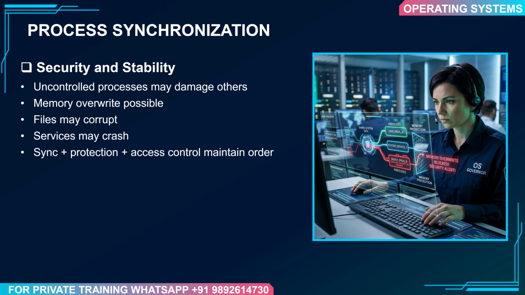There is also a security and stability angle. If processes freely interfere with one another, a buggy or malicious program could damage shared system data. One process could overwrite memory being used by another. Important files could become corrupted. System services might crash. The operating system uses synchronization along with memory protection and access control to maintain order. So, this topic connects closely with earlier discussions on process management, system calls, and user mode versus kernel mode. The OS is not just running tasks, it is governing their interactions.